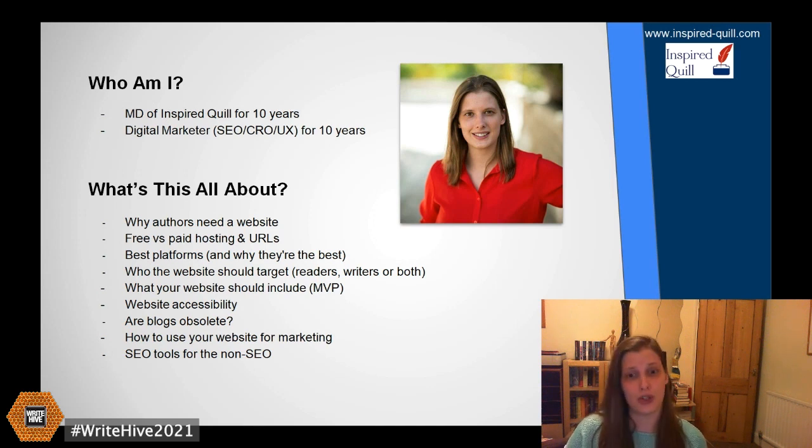Who the website should target. So should you be looking at readers? Should you be looking at other writers or a mixture of both? What your website should include, so the different pages your website should have. And I've added the letters MVP there, which mean minimum viable product. So what's the least amount of work you can get away with, but still be value driven in what you're offering? We'll talk a little bit about website accessibility and why that's important.